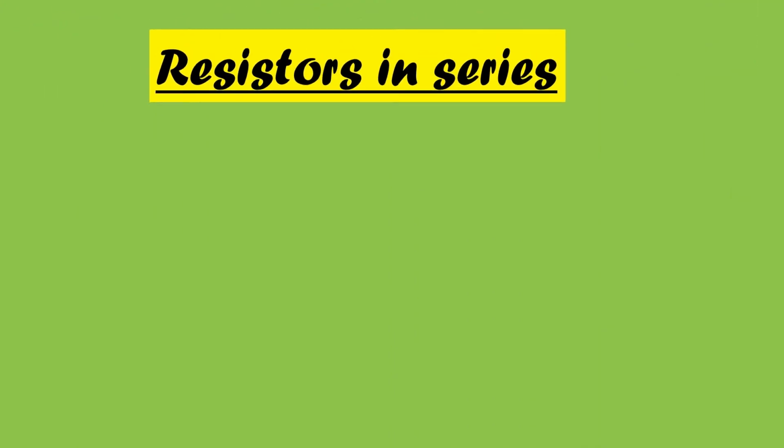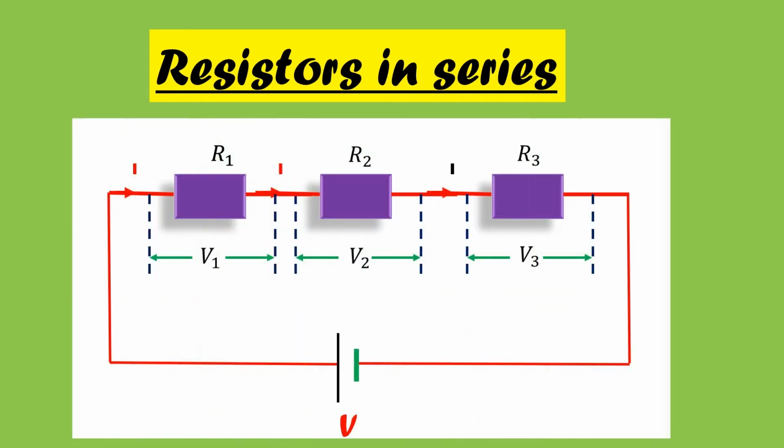Let us look at resistors in series. Let's consider this circuit, and in this circuit we have resistor R1, resistor R2 and resistor R3, and a cell of PD V producing a current I. Then we have PD V1 across resistor R1, PD V2 across resistor R2, and PD V3 across resistor R3.